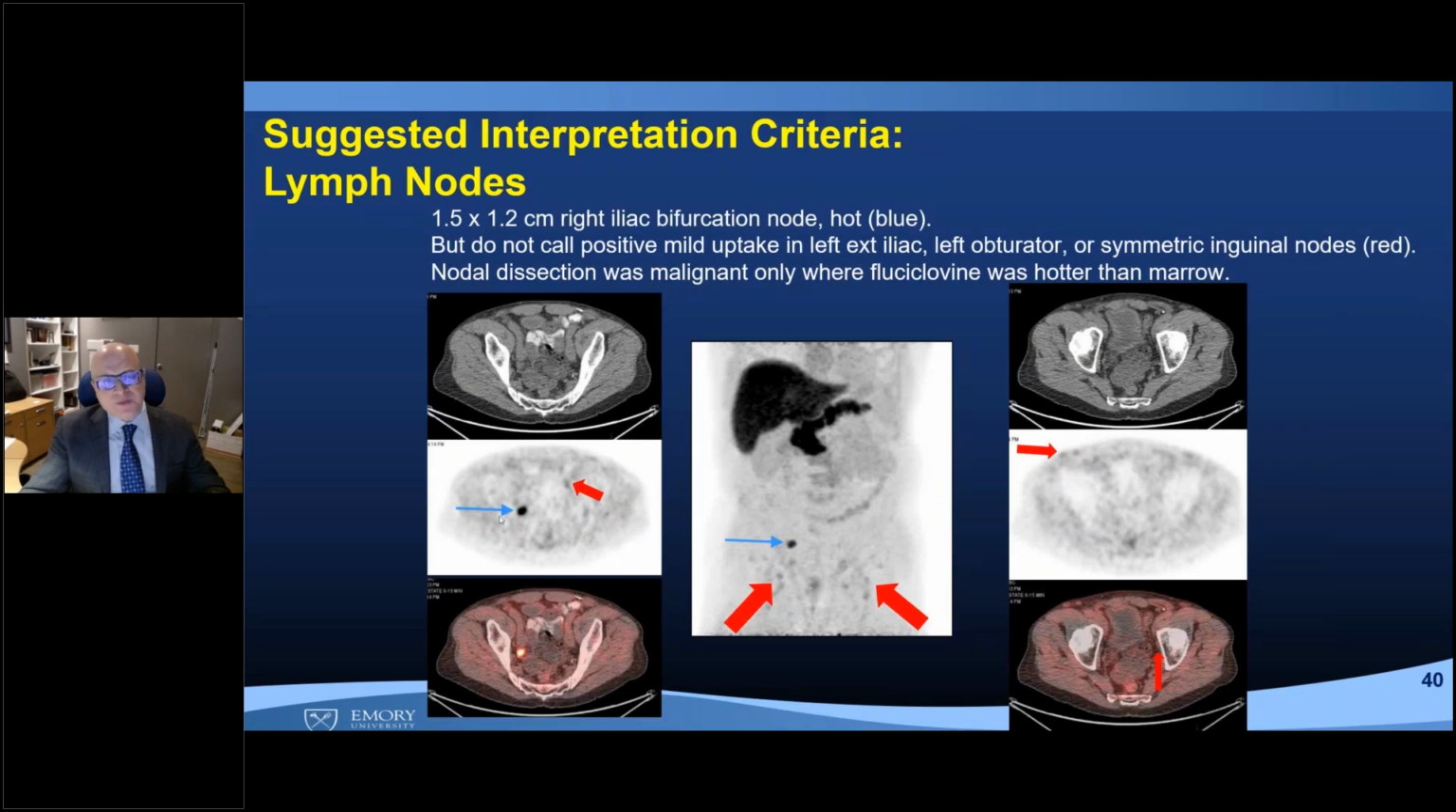So you want to call something like this an intense lymph node, which is greater than 1 centimeter here, in the right iliac bifurcation region. You don't want to call positive these mild to moderate symmetric inguinal, distal external iliac, or maybe periacetabular nodes.